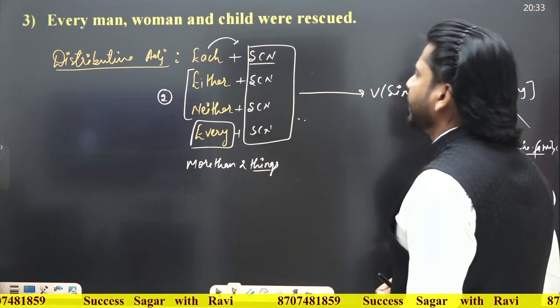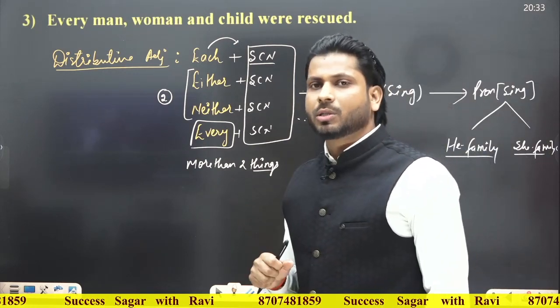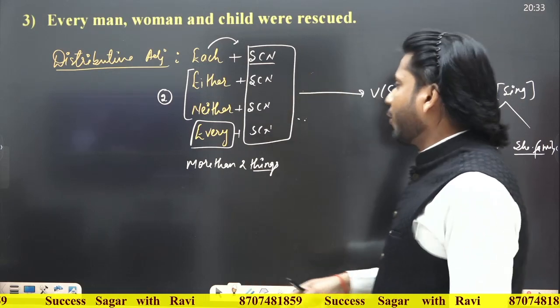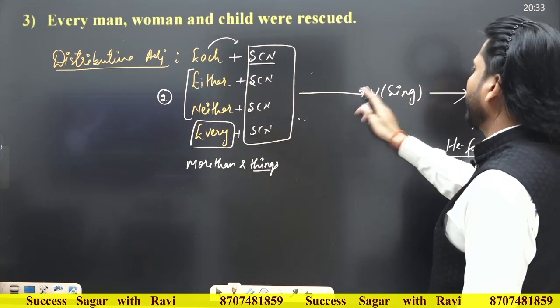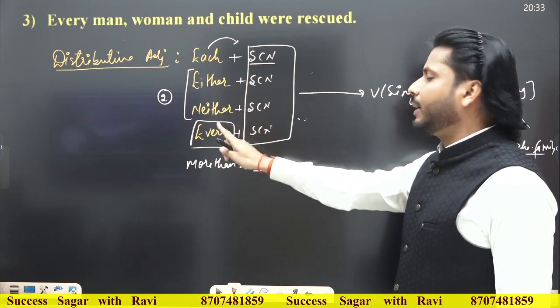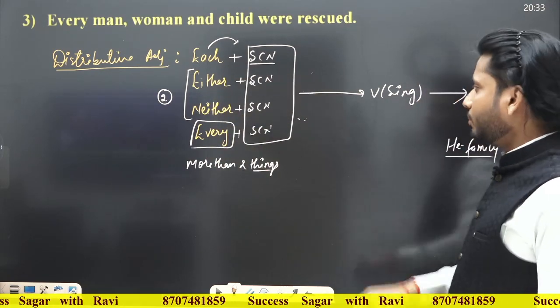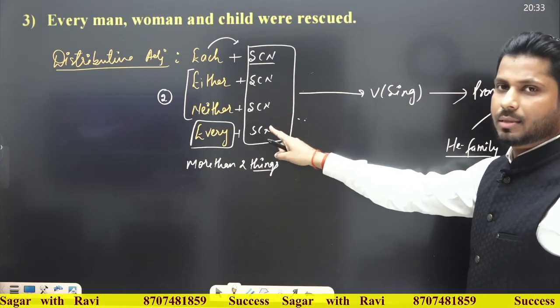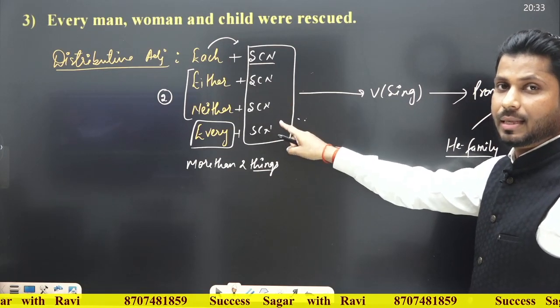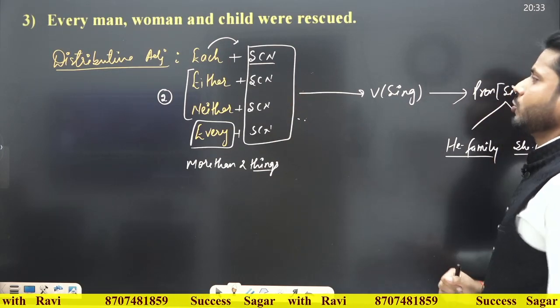Though in the given sentence the pronoun is not used, the verb is used. But for your convenience, if you get these terms, each, either, neither, and every, they will be followed by a singular countable noun, and the verb would be singular as the subject of the given sentence is singular, and the pronoun will also be singular.